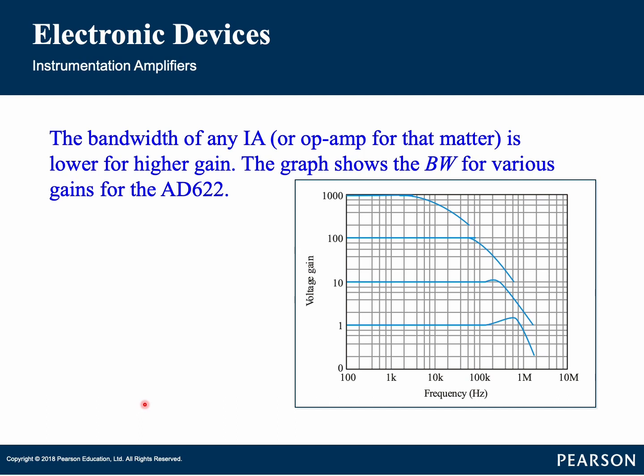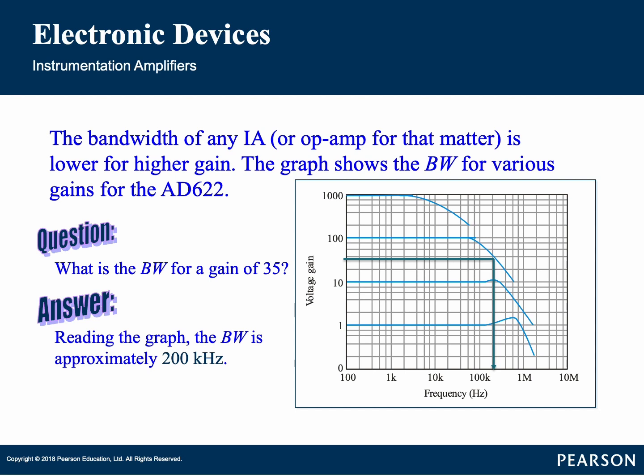Now let us examine how the gain varies with frequency for gains of 1, 10, 100 and 1000. As the curve shows, the bandwidth decreases as the gain increases. Could you find from the graph what is the bandwidth for a gain of 35? Reading from the graph, by looking at the y-axis, the bandwidth is approximately 200 kHz.